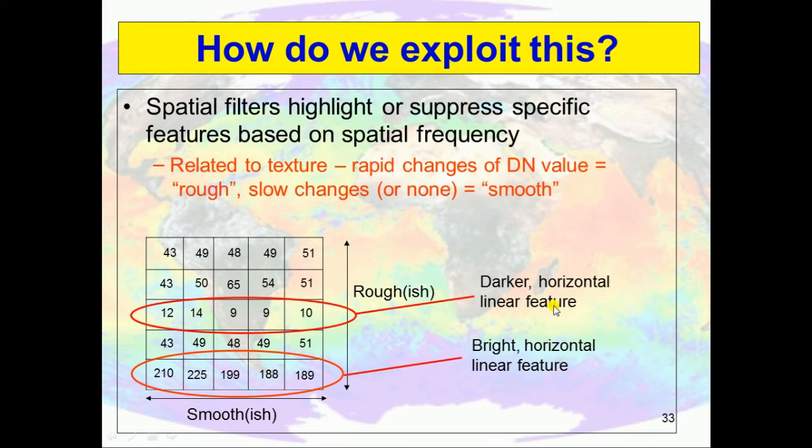A darker horizontal linear feature shows a transition from light to dark, because the value is decreasing. A bright horizontal linear feature means the value is increasing, because dark values are lower and brighter values are higher.